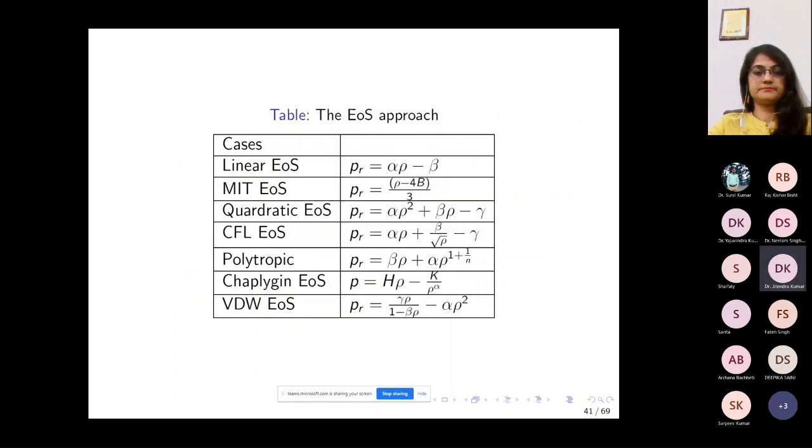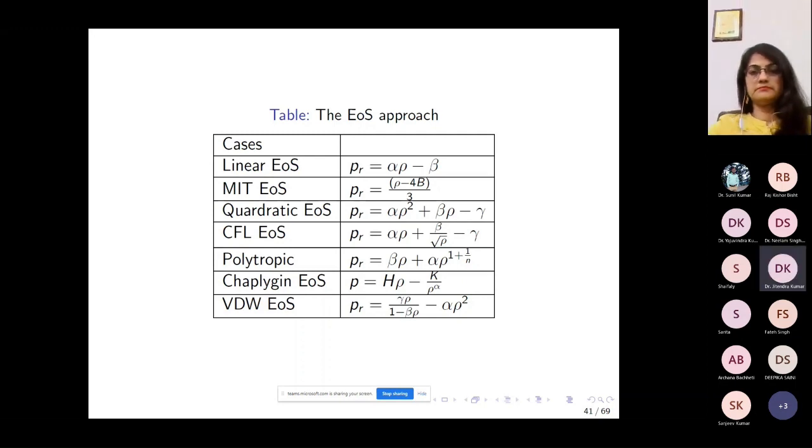Here we have some equations of state that have been adopted by researchers. First, we have the linear equation of state, that is PR equal to alpha rho minus beta. Here alpha and beta are constants, PR is the radial pressure, and rho is the density. The second one is the MIT equation of state. This is the more general form of the linear equation of state, and that is PR equal to rho minus 4B, divided by 3.